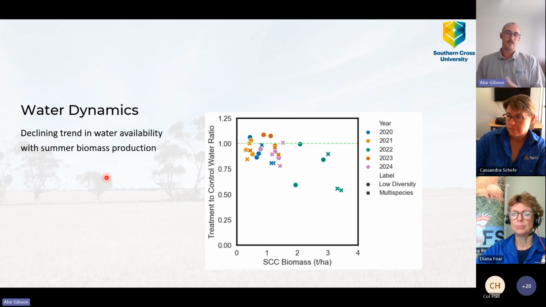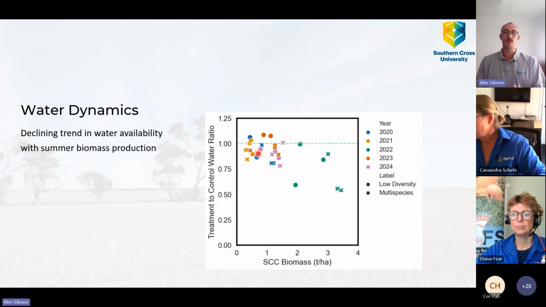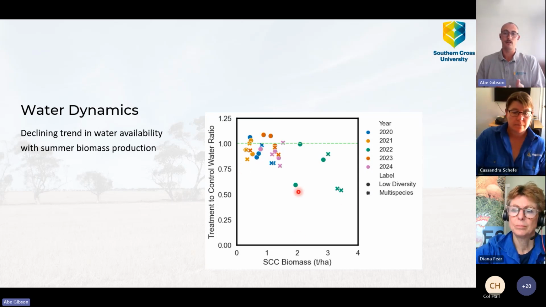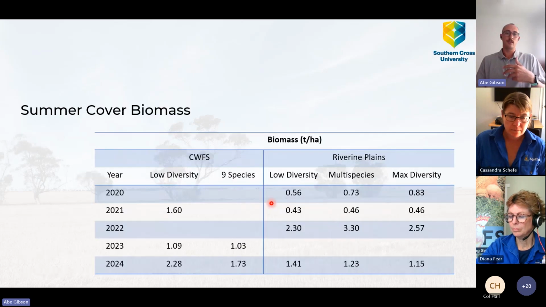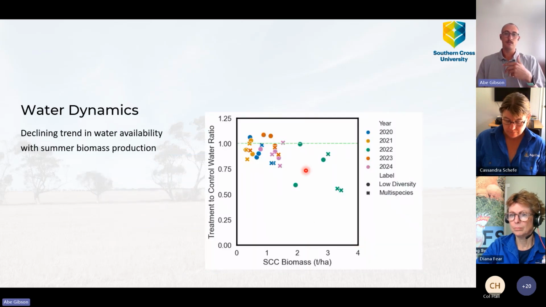To quickly switch to the water dynamics for the summer biomass production, the years are shown by the similar colours and then diversity by the different symbols. Within each year, we haven't seen results for water dynamics, but we do see a decreasing trend with increased summer cover crop biomass production. So now we've got this issue where we want to be producing this for our carbon story, but we're declining our water available at sowing, and so I've used the ratio of the water available at sowing in the summer cover crop treatments compared to the control.